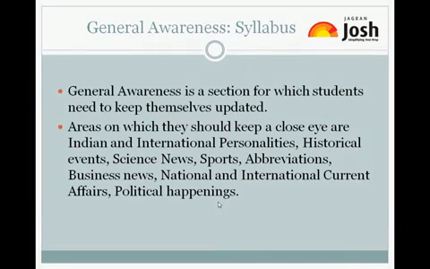Let us see what is covered in General Awareness syllabus. General Awareness is a section for which students need to keep themselves updated. Areas on which they should keep a close eye are Indian and international personalities, historical events, science news, sports, abbreviations, business news, national and international current affairs, and recent political happenings.